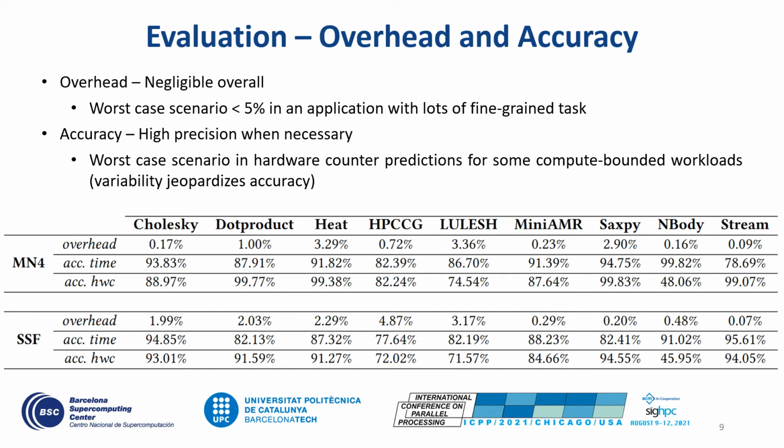tasks are created. In the case of accuracy, we can see that the accuracy of execution time prediction is high overall, and the accuracy of hardware counters seems to be high when it's really necessary, which means for memory-bounded kernels or workloads, it has high precision. For some scenarios, such as the n-body scenario, even though the accuracy is less than 50%, we deem it irrelevant, since this is a compute-bounded scenario and we don't really need precision in these metrics, since we won't use them for our techniques.